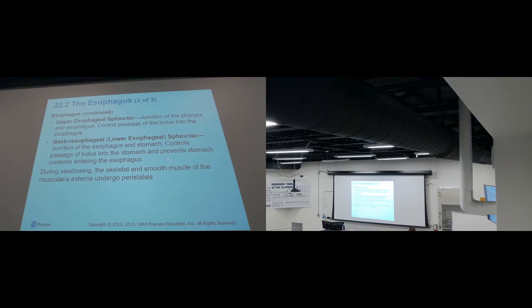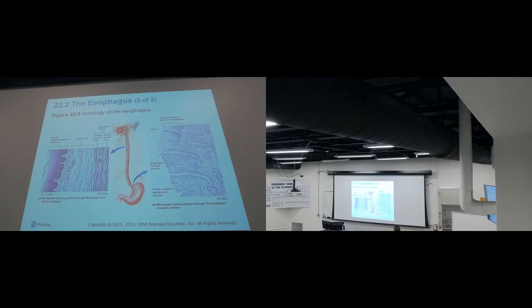So then the opening and closing of this cardiac sphincter allows the passage of food from the esophagus into the stomach. So here is the esophagus and its wall and its epithelium with a closer view.